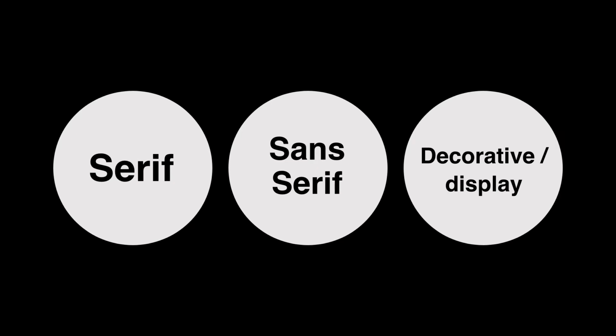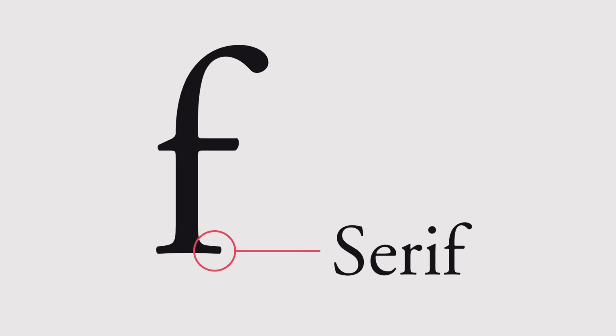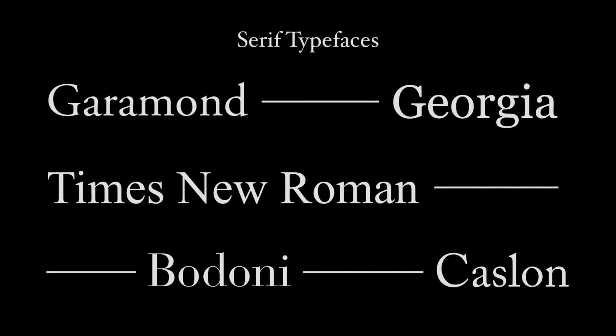There are three main categories of typefaces a font will fall under. These are serif, sans serif, and decorative or display typefaces. A serif is a small line or stroke attached to the end of a larger stroke. They're often referred to as the feet shown at the bottom of letters. Not all serifs are the same. You'll notice slight character variation from one serif typeface to another, and that's what makes them unique.